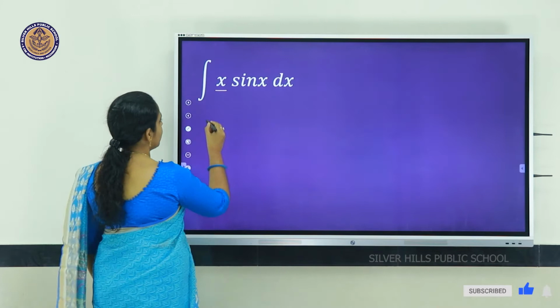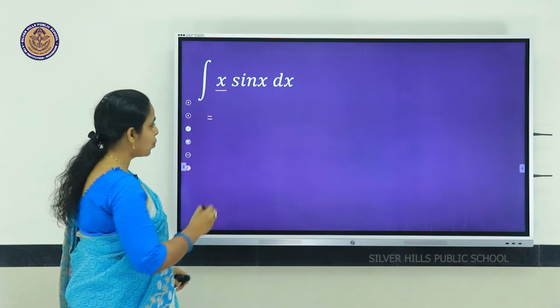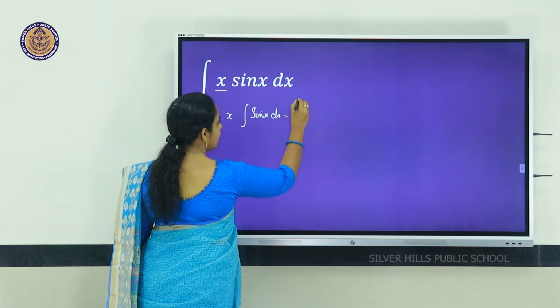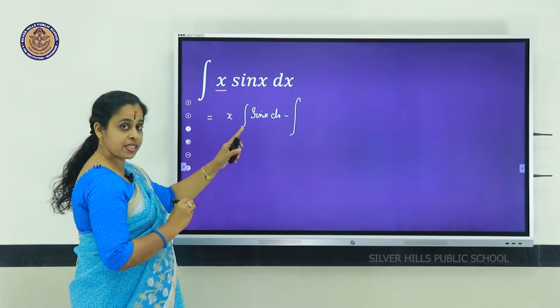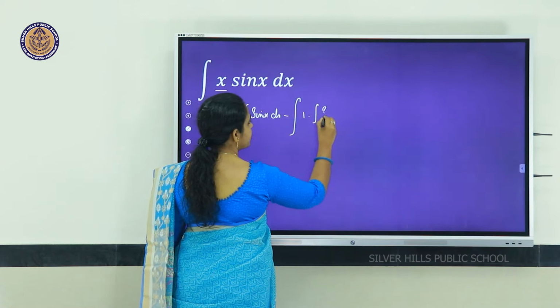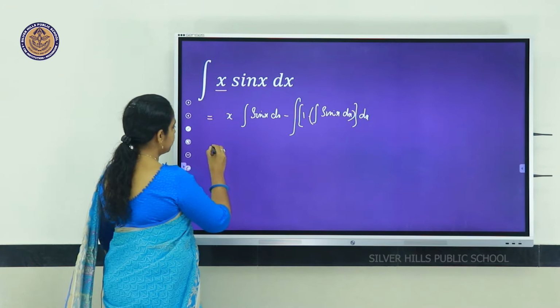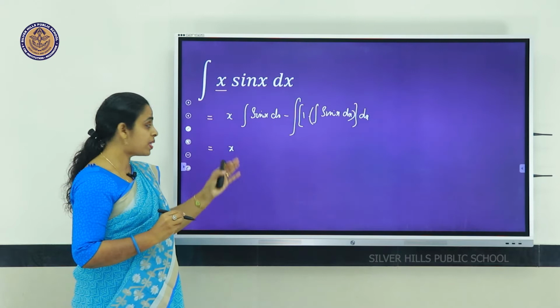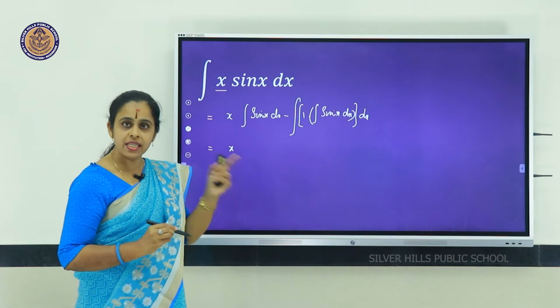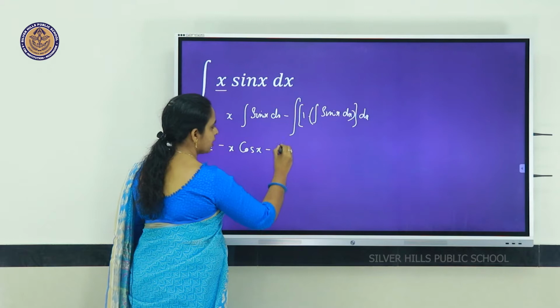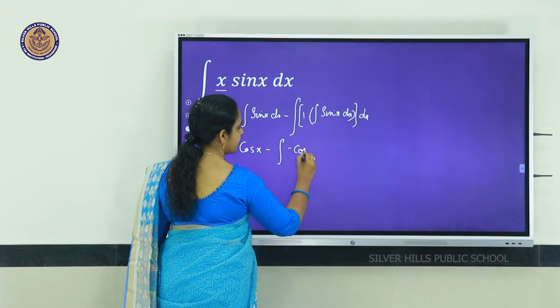The integral of a product of two functions equals first function into integral of second, minus integral of derivative of first function, the derivative of x is 1, into integral of second, sin x dx, the whole dx. Equal to first function x, into integral of sin x. What is integral sin x? Whose derivative is sin x? Cos x has derivative minus sin x. There is only sin x, no negative. So we give minus x cos x, minus integral, integral sin x is minus cos x, then the dx.